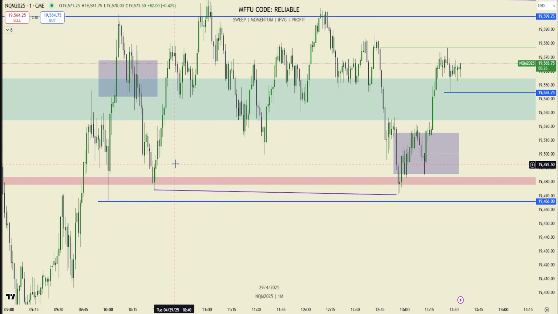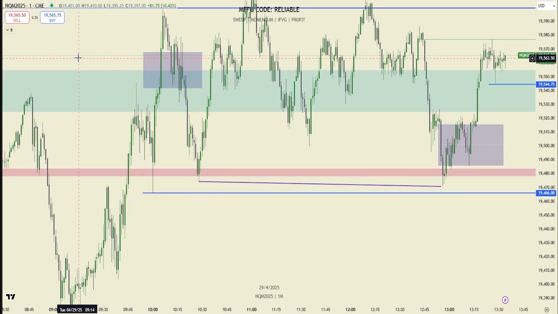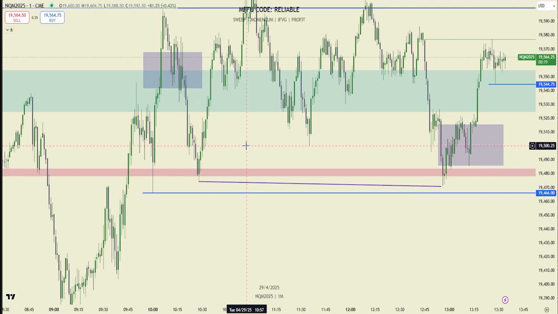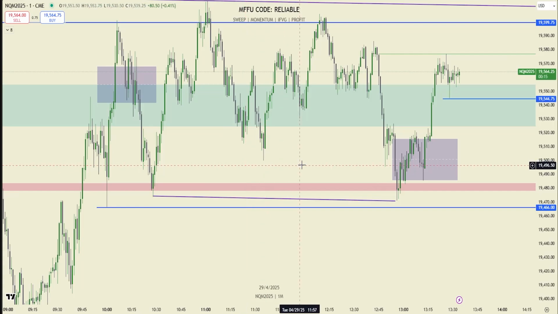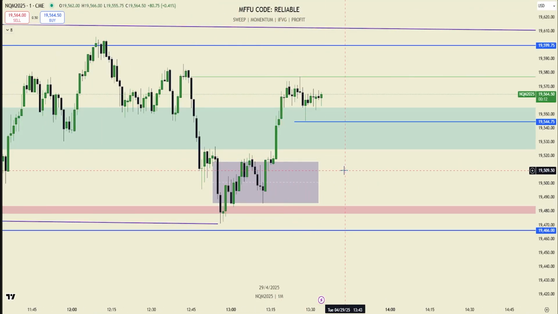I probably would have held a good chunk still there because I think it's still a decent draw on liquidity, right? But I would not have held as much as I normally would have. I definitely would have scaled at the SMT there.